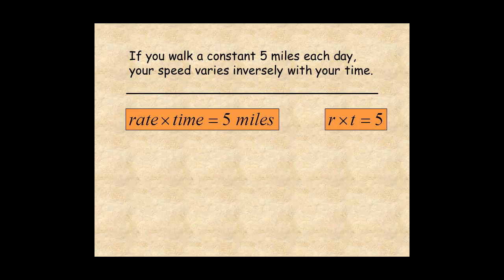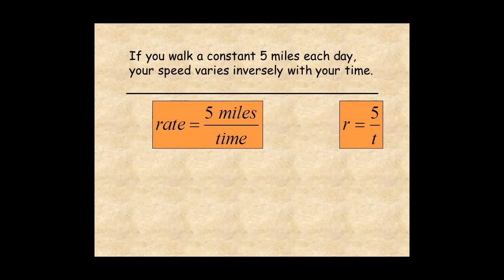To get the function form of the inverse variation, divide both sides of the equation by time, and you have rate equals 5 miles over time. So if you wanted to make the 5-mile walk in 3 hours, your rate would be 1 2/3 miles per hour.